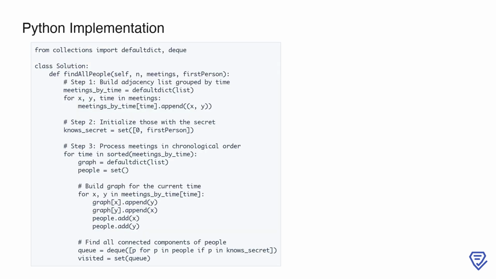Here, we begin by importing the necessary modules, defaultdict and deque, which will help us manage the data structures for this problem. The solution is defined inside a Solution class with a method findAllPeople, taking three parameters: n, the total number of people, meetings, a list of tuples representing when two people meet, and firstPerson, the person initially sharing the secret with person 0.